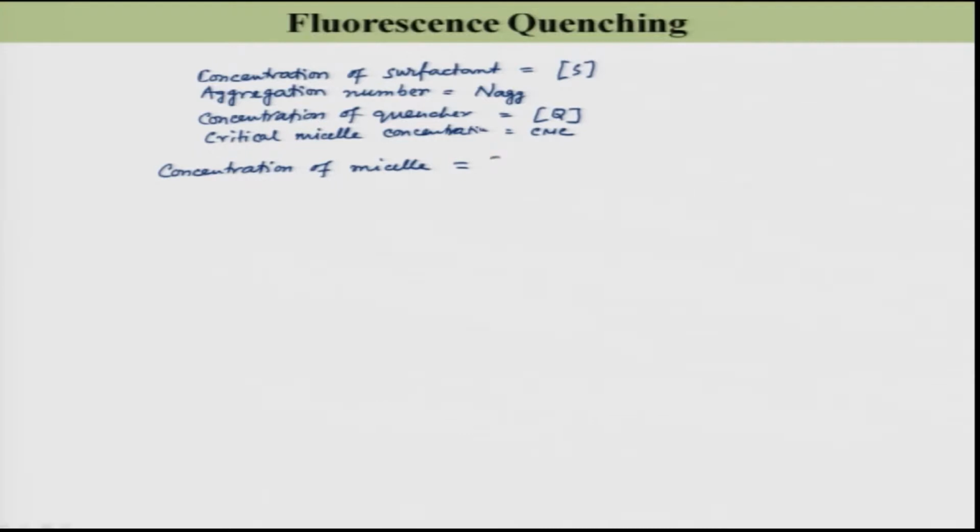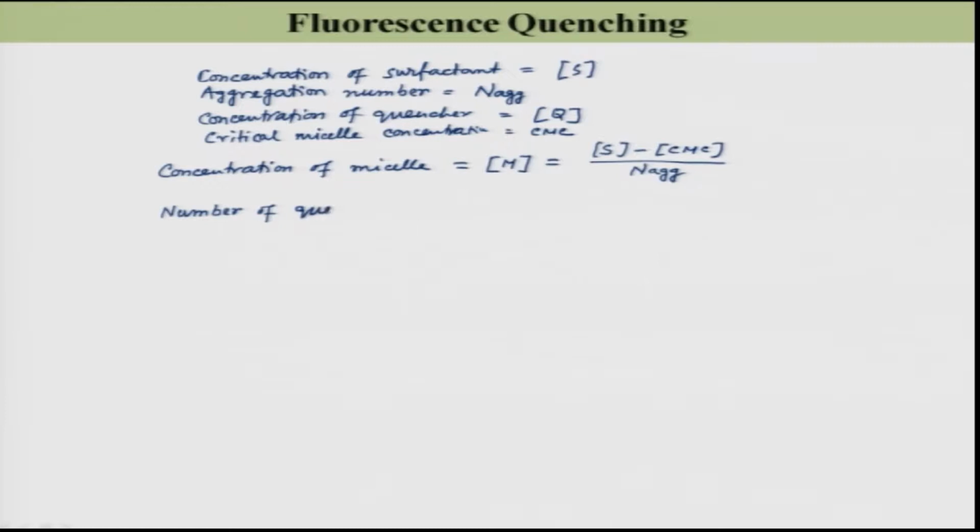This will be equal to, let us represent this as M, the concentration of surfactant minus the CMC value, because only after CMC the surfactant will form the micelle, and divided by the aggregation number, that means N agg, right.